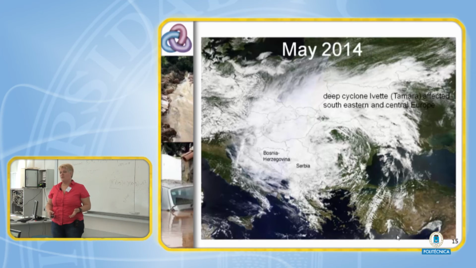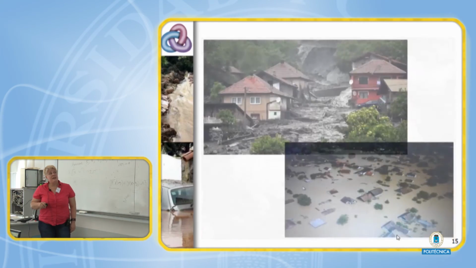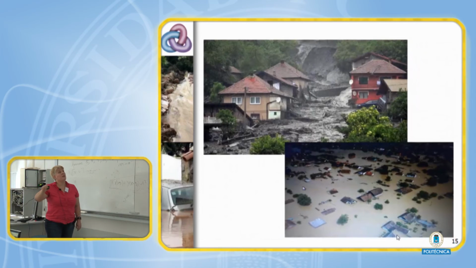Now I will present something that happened during the DRIHM project. This year we got one of the very severe cases, when a deep cyclone, Ivković, affected the southeastern parts of Europe. Here is former Yugoslavia, Bosnia and Herzegovina, and this is Serbia. That cyclone produced something like this.